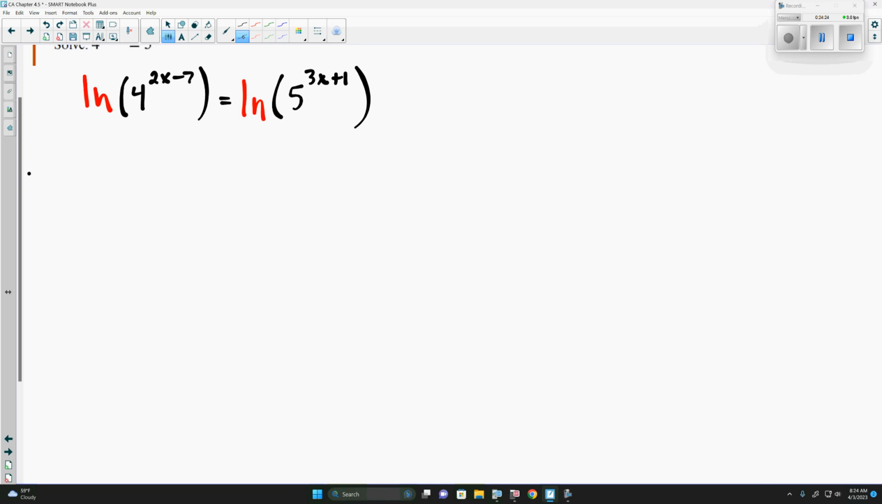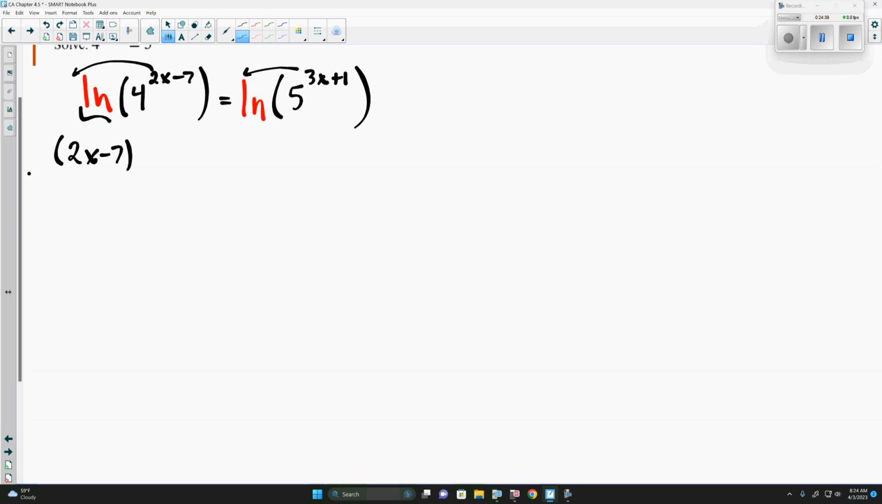I'm going to apply ln to both sides because I want to use the power property. What that's going to do is move both of these to the front. So I have 2x minus 7.